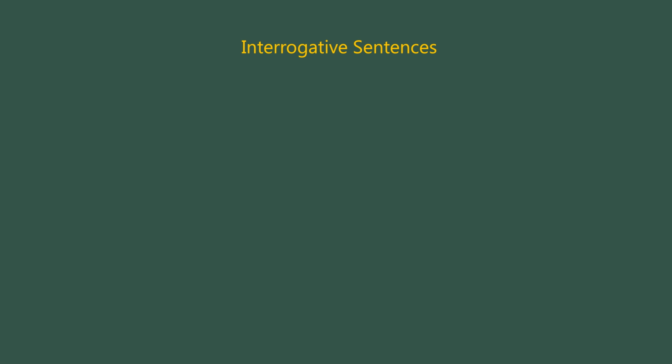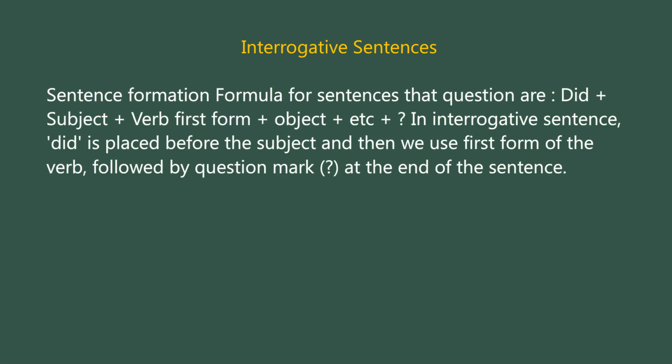Interrogative sentences. The sentence formation formula for sentences that ask a question is did plus subject plus verb first form plus object plus etc. plus question mark. In an interrogative sentence, did is placed before the subject, and then we use the first form of the verb followed by a question mark at the end of the sentence. Like, did they see the museum?